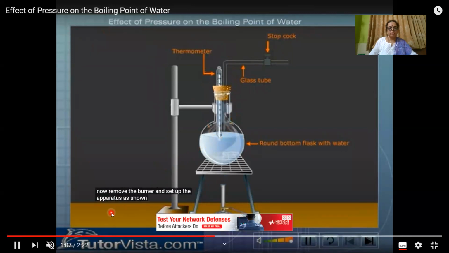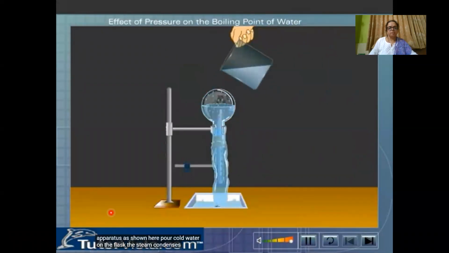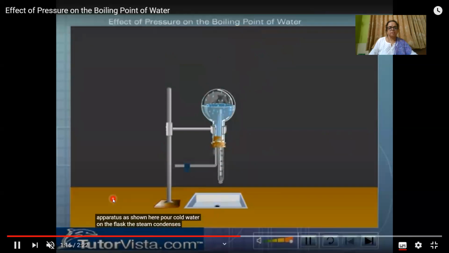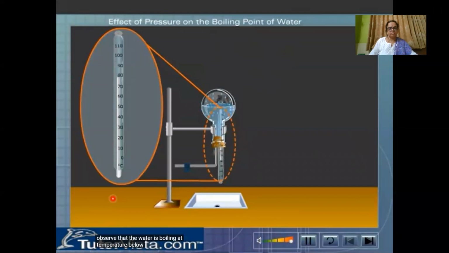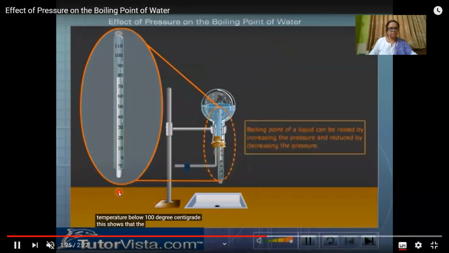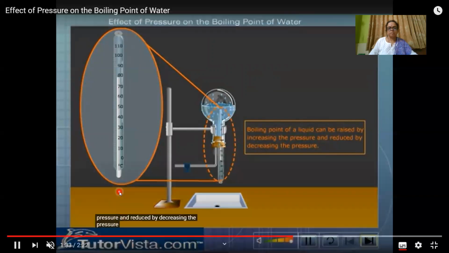Now remove the burner and set up the apparatus as shown here. Pour cold water on the flask. The steam condenses. We observe that the water is boiling at a temperature below 100 degrees centigrade. This shows that the boiling point of a liquid can be raised by increasing the pressure and reduced by decreasing the pressure.